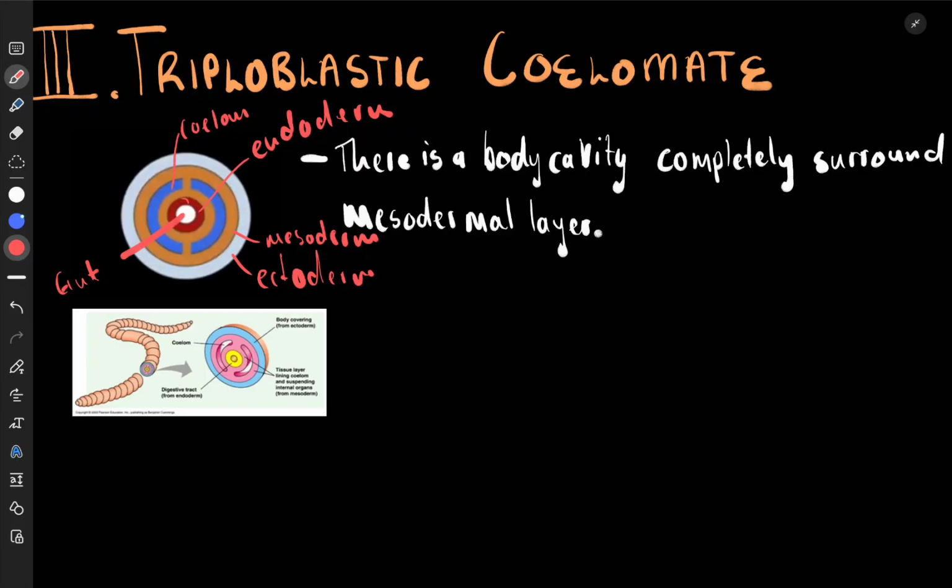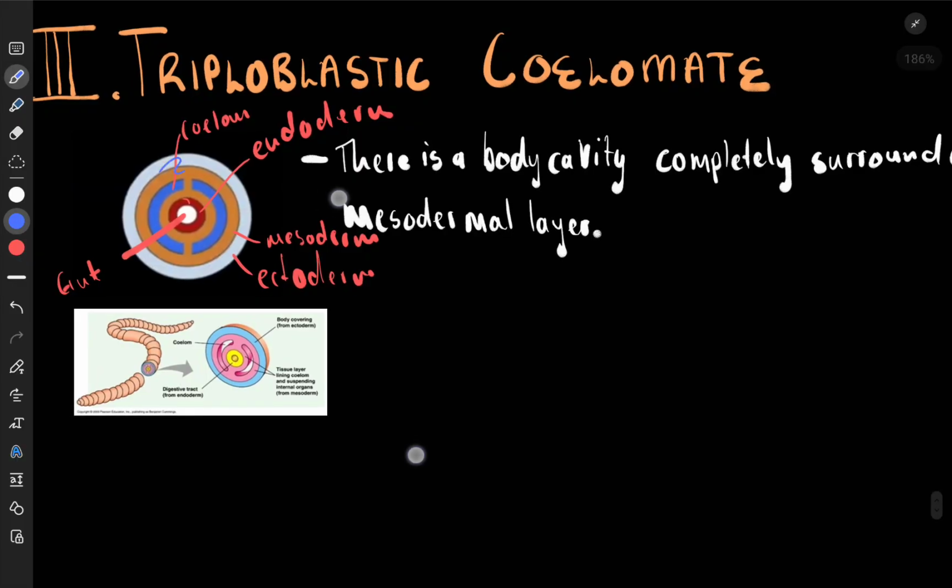Why can we call it a coelom instead of a pseudocoelom? It's because look, on the outside is mesoderm. Look on the inside of it here, is mesoderm. Let me put mesoderm in green. It's on the outside, it's on the inside. So it is completely surrounded by mesoderm. That makes it a true coelom. That is our coelomate, right? This is our coelomate.